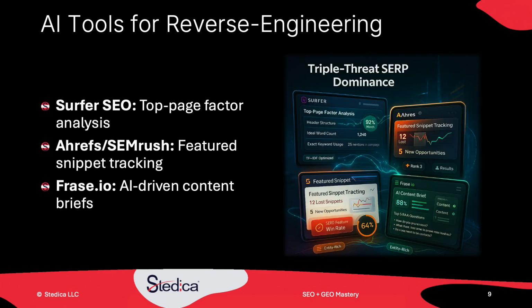Using AI tools to reverse engineer search results. You don't have to do this manually. AI tools can help you understand how search engines analyze content. So for SEO, analyzes the top-ranking pages for your target keywords and shows which factors matter most. Ahrefs or SEMrush shows which pages are appearing in featured snippets or other SERP features. IO uses AI to help you optimize content specifically for ranking in featured snippets. These tools give you a clear view of which content is being prioritized by search engines and why.